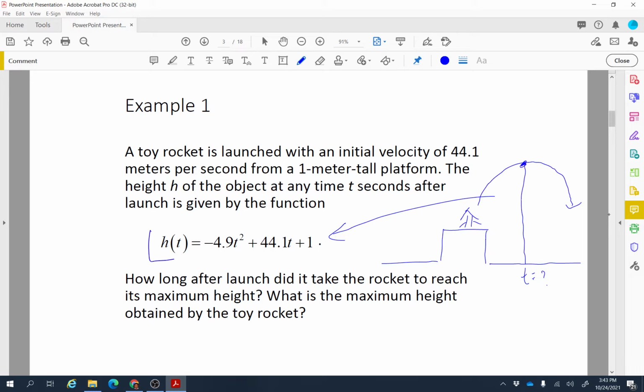As you can see here, this height function is a quadratic function. a is less than 0, that means it should give you this kind of shape. And if you find the vertex of this quadratic function, then you would be able to answer these questions. The first question is, how long after launch did it take the rocket to reach its maximum height? That means it's the x coordinate of the vertex. And the maximum height is the y coordinate of the vertex.